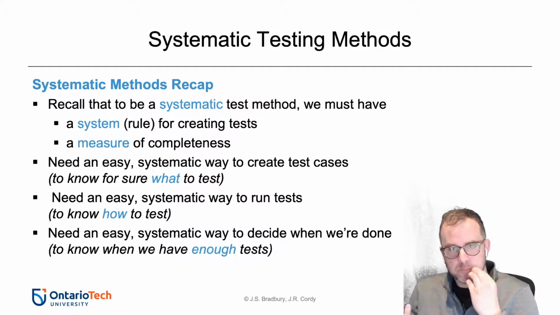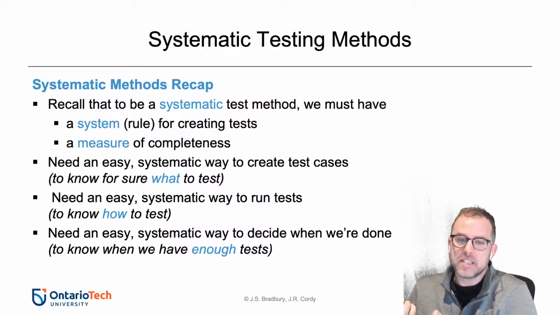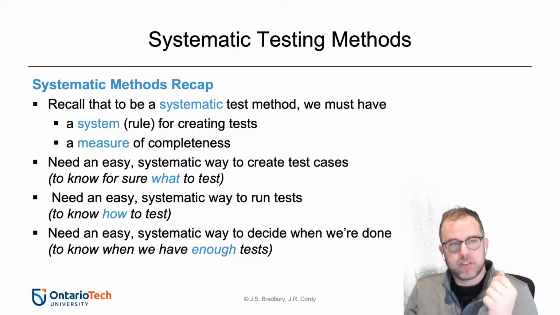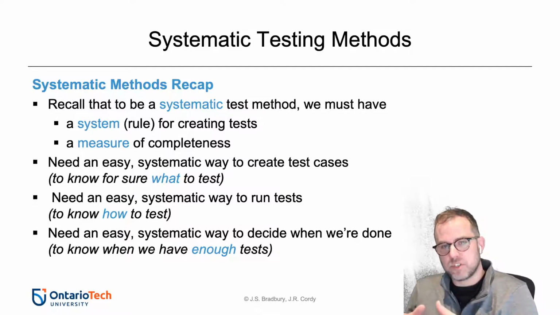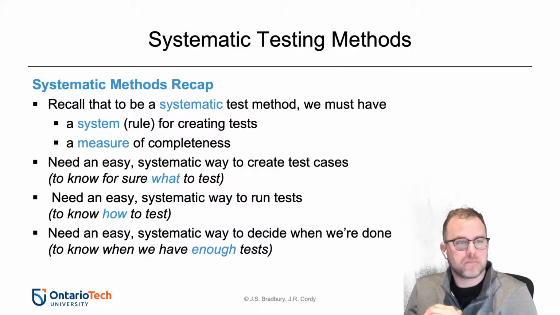That's my system. My measure of completeness is when I look at all my tests, and I've created 2 tests for every if statement, one that evaluates to true and one that evaluates to false. That's when I'm done. So that's a systematic approach to what we call branch coverage, where we evaluate all branches to true and false.